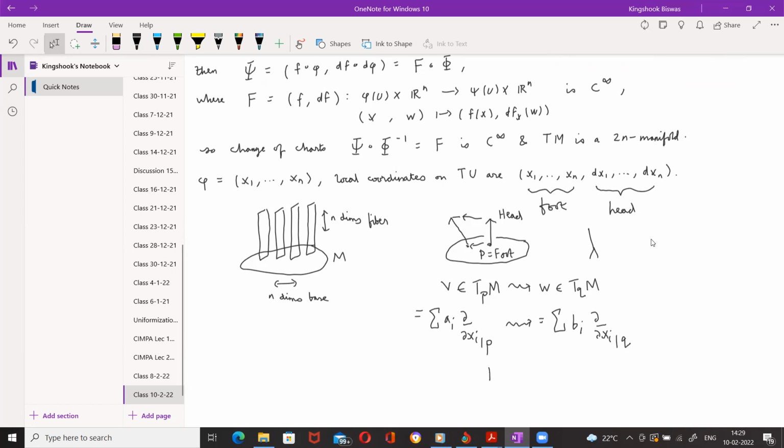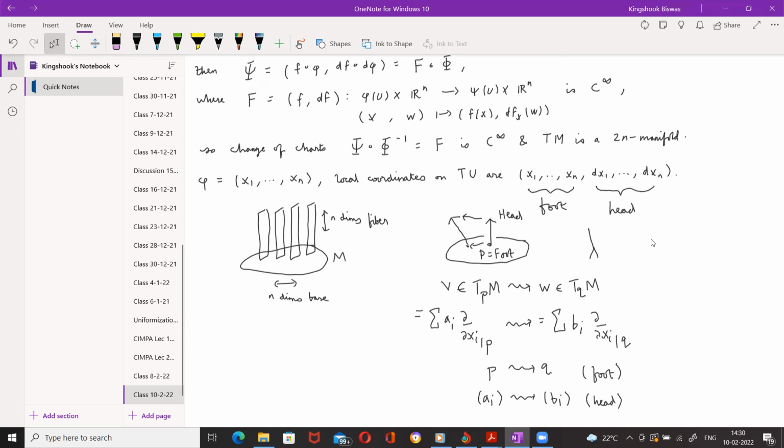So P has changed to Q. So this is a change in the foot, and the vector Ai, this describes the head. This has changed to the vector Bi. So this is again the foot, and this is the head. All right. Yes, question?